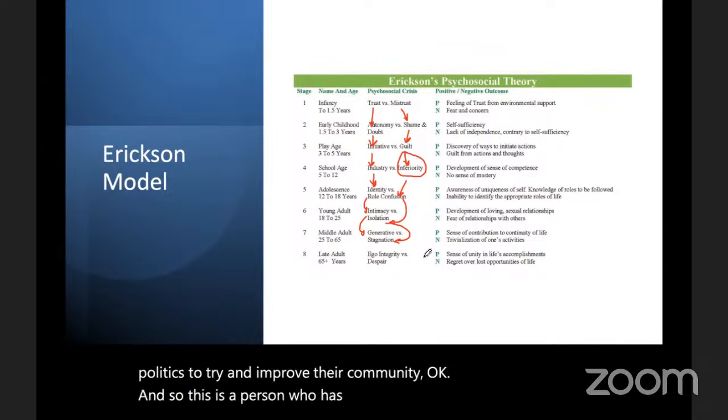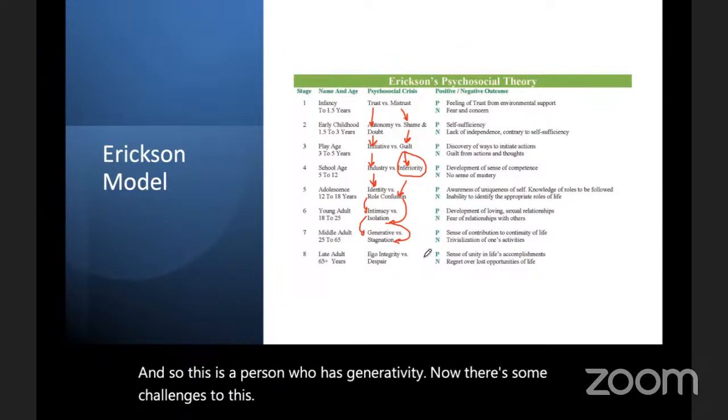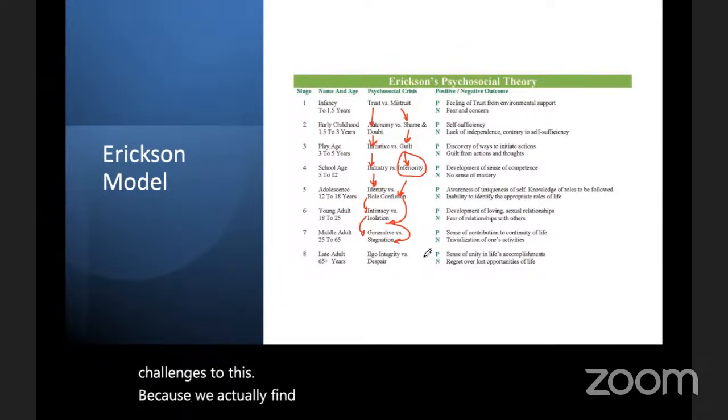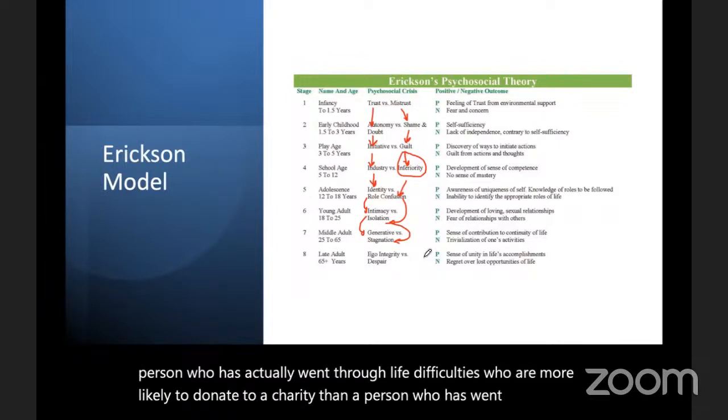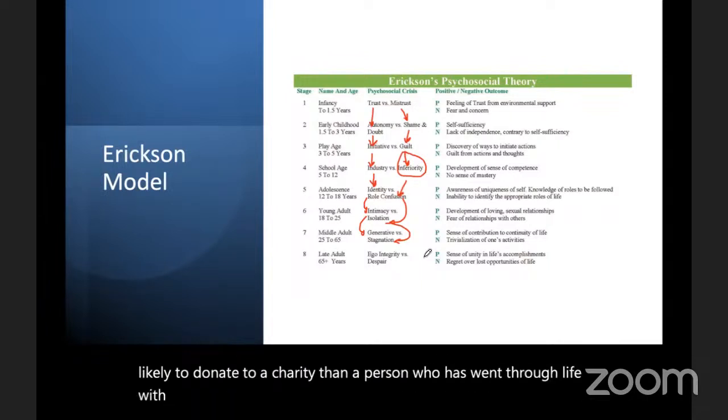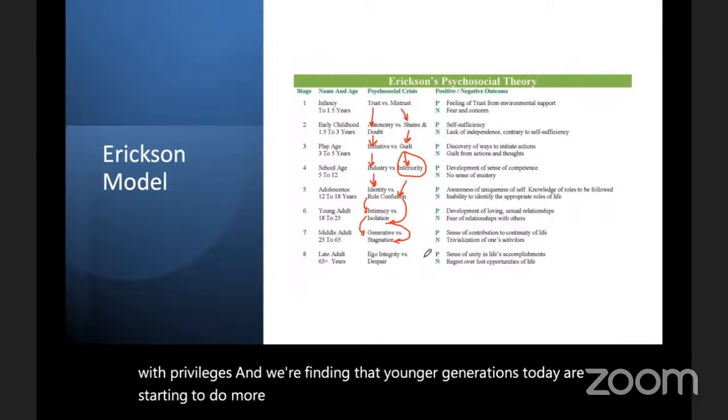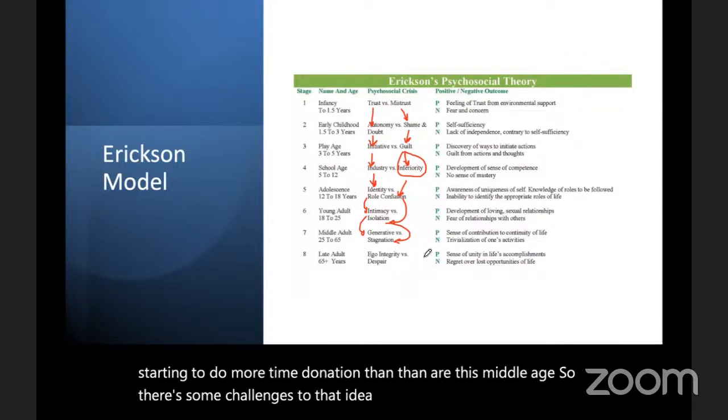Now, there's some challenges to this because we actually find that when people donate to charities, it's the person who has gone through life difficulties who is more likely to donate to a charity than a person who has gone through life with privileges. And we're finding that younger generations today are starting to do more time donation than this middle age group. So there's some challenges to that idea, but that's kind of the basic idea.